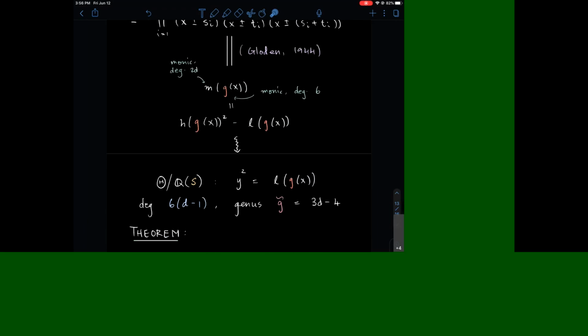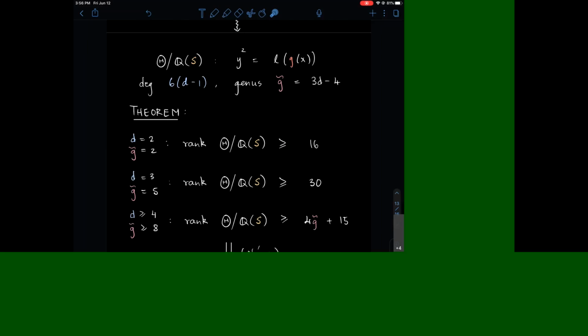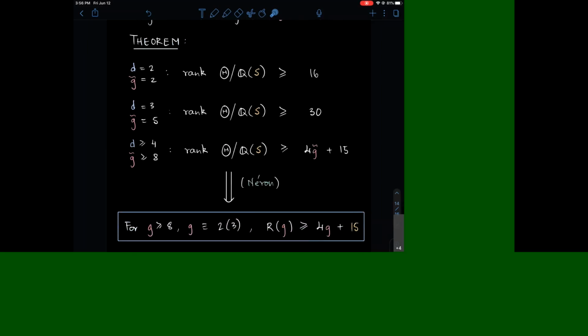And so what happens? This is a degree 6 times d minus 1 polynomial. And if we denote its genus by g tilde, it's genus 3d minus 4, which is 2 mod 3. And so this is actually what we get. These are just the rank bounds, and I'm almost out of time, so I'll just leave you to look at that. I'll just say that in the lowest degree cases, we don't quite get 4g tilde plus 15, which is unfortunate.